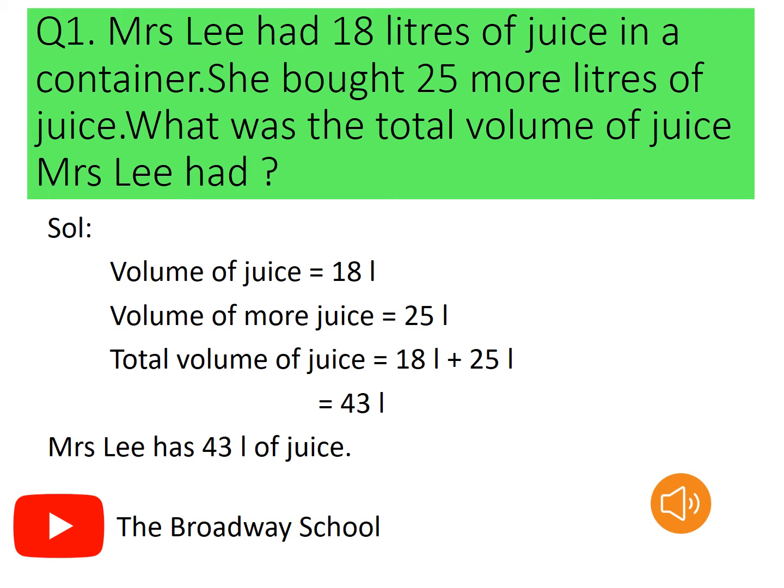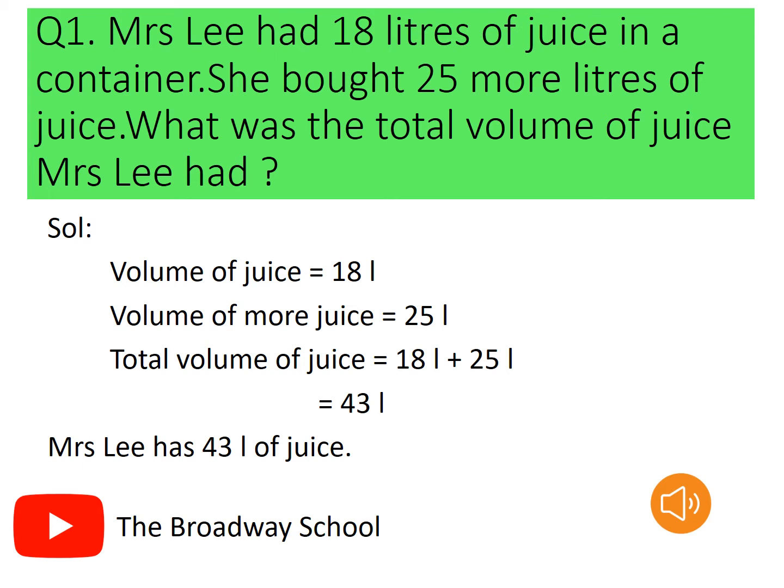and then she bought 25 liters more juice. So after reading the statement, we get to know that we are going to add in this question. So your first statement will be volume of juice is equal to 18 liters. Volume of more juice is equal to 25 liters. Total volume of juice is equal to question mark, that you need to find out. And then you will add it, 18 liters plus 25 liters. Its answer will be 43 liters.